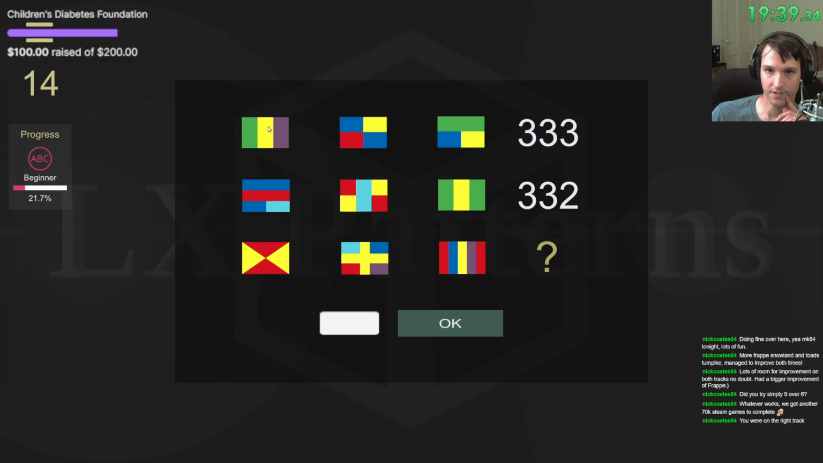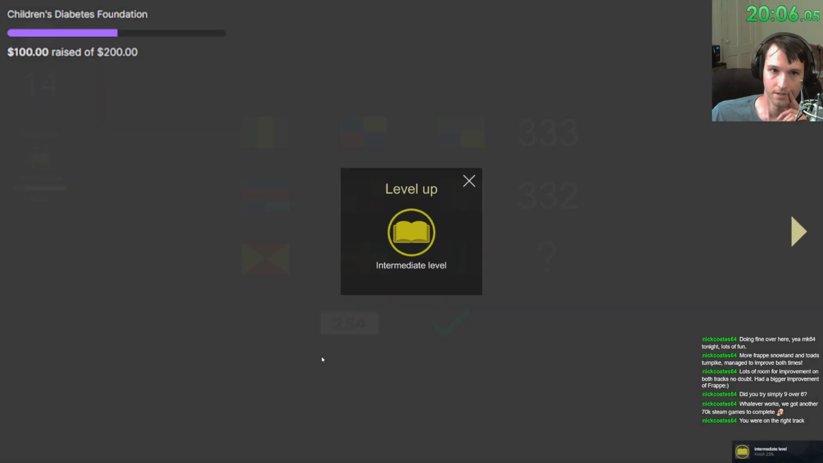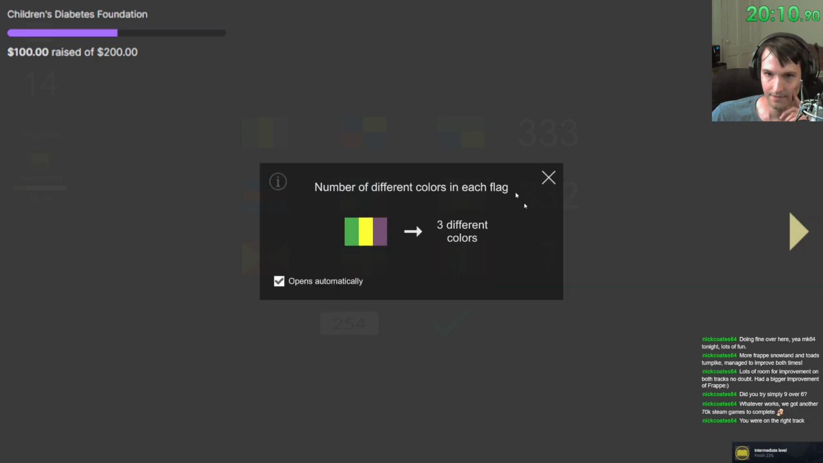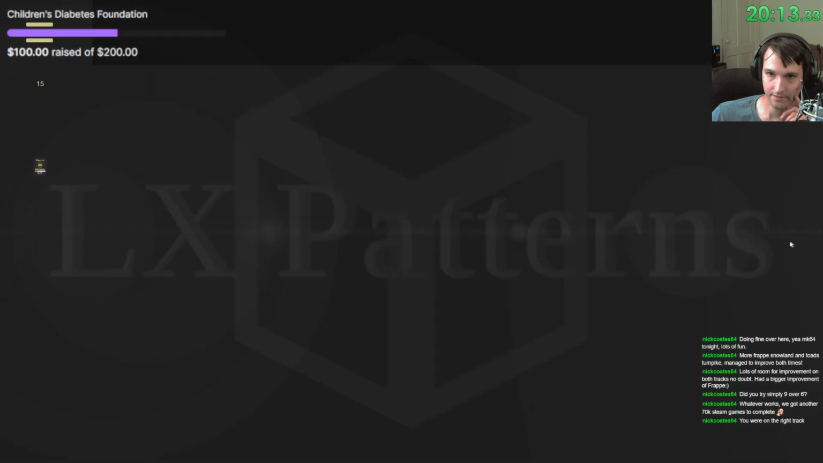I was going to say the amount of colors in the flag, but no, that's not correct. Is there a value to the colors, maybe? Amount of different colors in the flag. So this is 2, 4, 254. Level up! Hooray! Number of different colors in each flag.